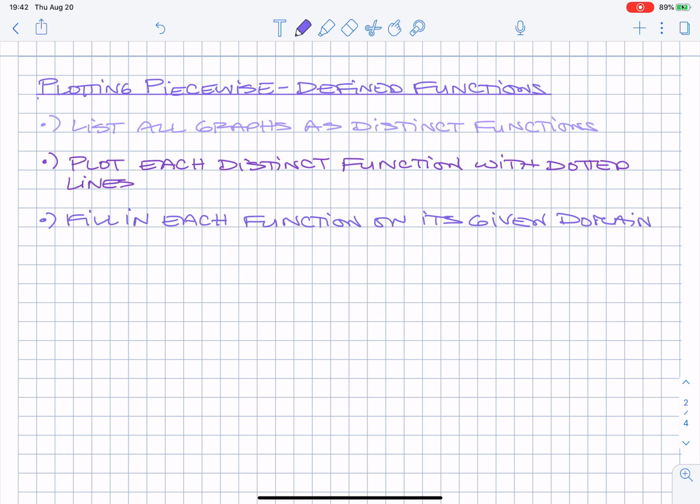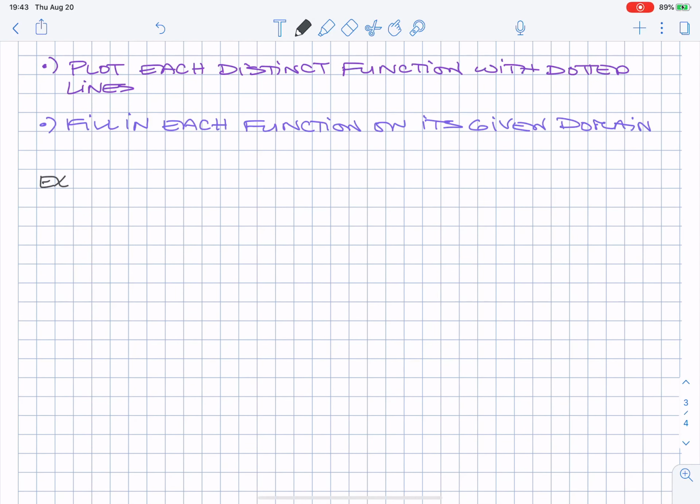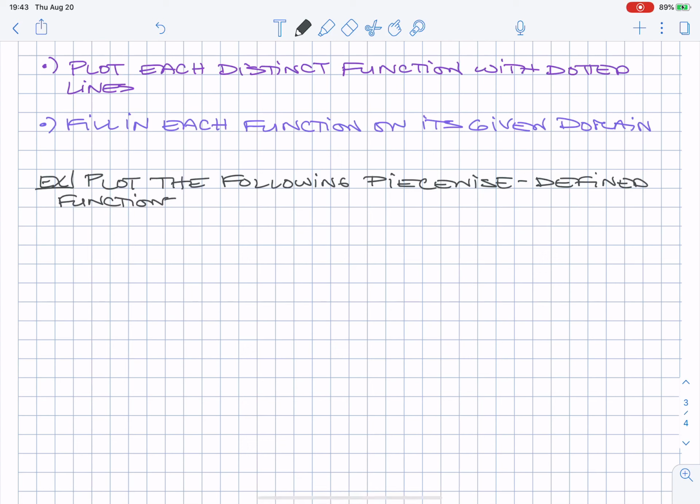Okay, so what do I mean by this? So let's see. For example, plot the following piecewise defined functions, and state their domain and range.